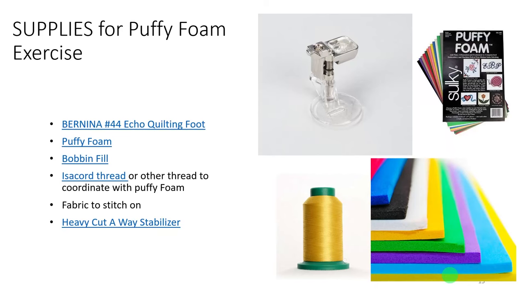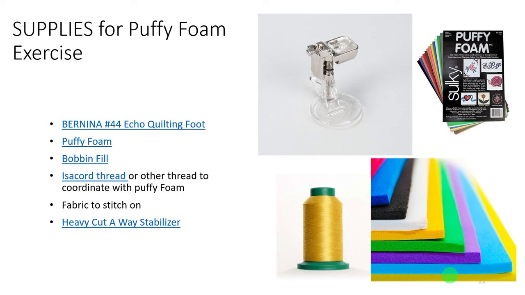So the supplies for this: it is best practice to use the number 44 Echo Quilting Foot. That is the foot that comes with the cutwork tool. If you're using your little 26 foot, this will prevent it from potentially getting stuck under the puffy foam when you're stitching. Puffy foam comes like construction paper in multiple different colors. You can also get it in all black, whatever you would need. You can buy that on Amazon, and I do have a link here in the handout.